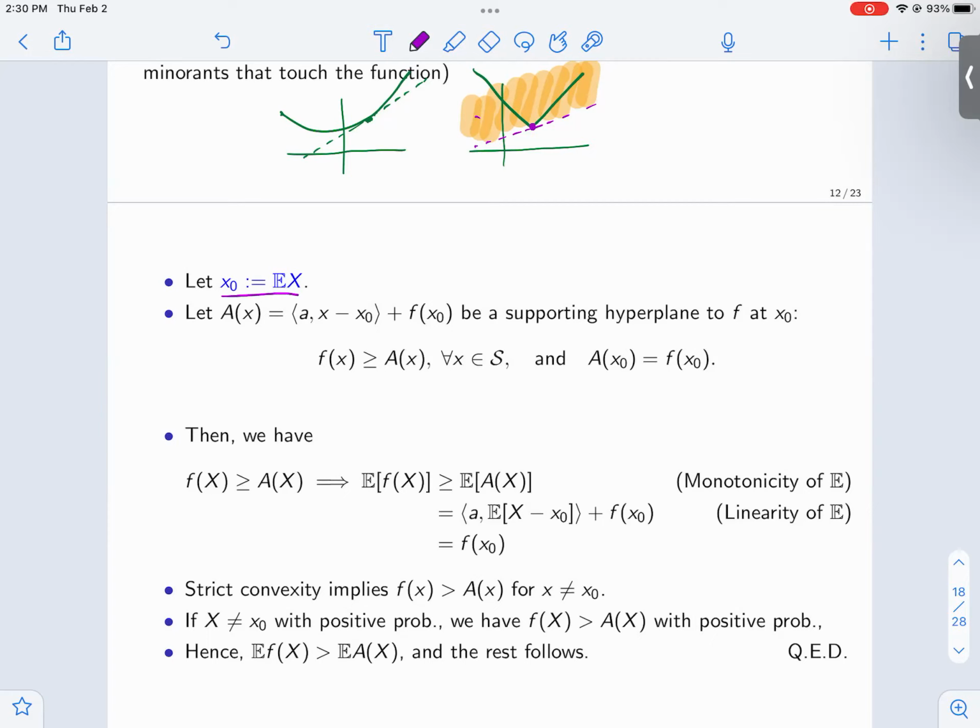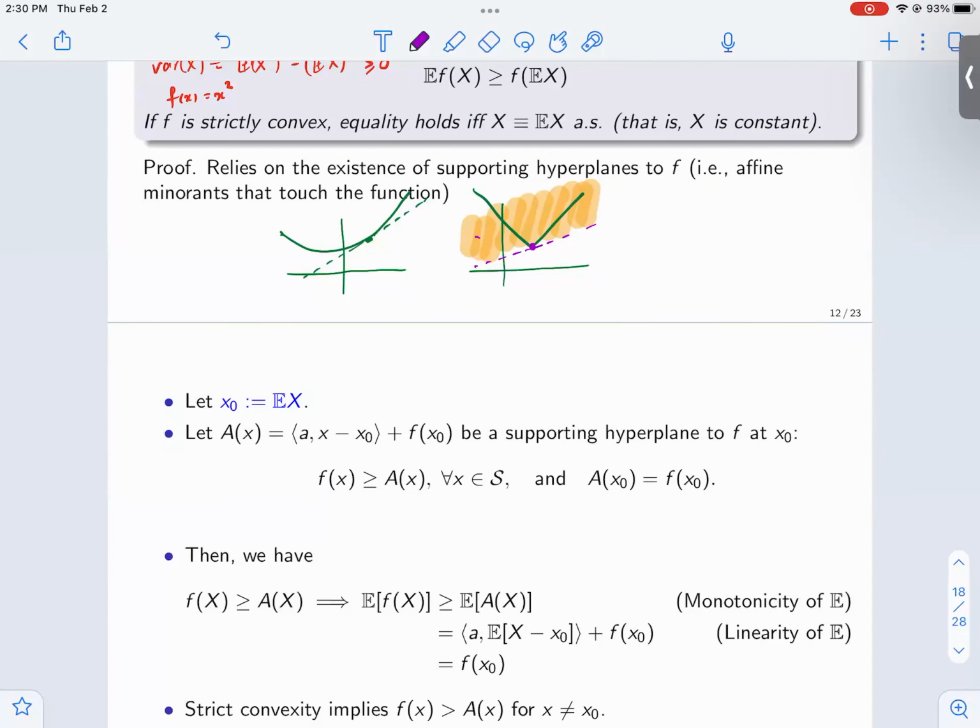So take x naught to be the expectation, and I'm going to assume that there is a supporting hyperplane. Generally a supporting hyperplane, this is the equation of a hyperplane. A hyperplane in, let's say, R^d can be written as a times x plus b. That's the inner product. Like in Euclidean spaces it would be a transpose x plus b.